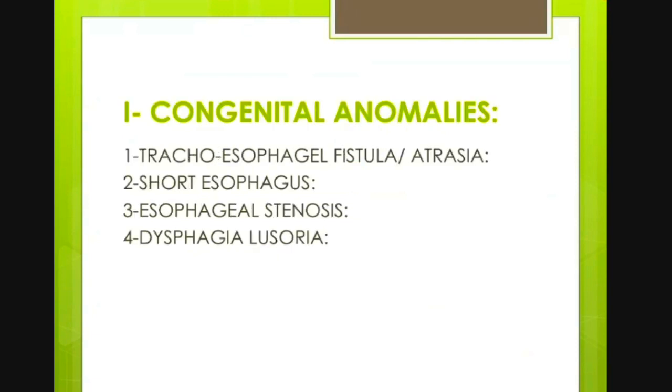Now, the congenital anomalies of the esophagus contain 4 parts. The most important is tracheoesophageal fistula with or without atresia.